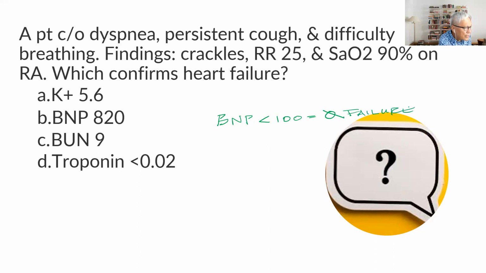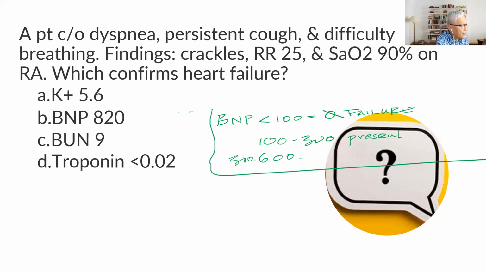And then, of course, the higher it's going to be, then it's going to indicate the seriousness of the heart failure. So, for example, 100 to 300, that means to say that there is a present heart failure. And then between 600 to 900, that's moderate. And above 900, 600 would be severe. So that is exactly how this is measured. Okay, so the correct answer here is the BNP, letter B.